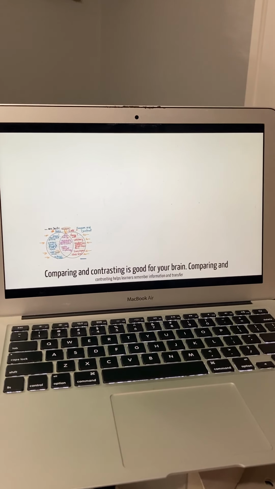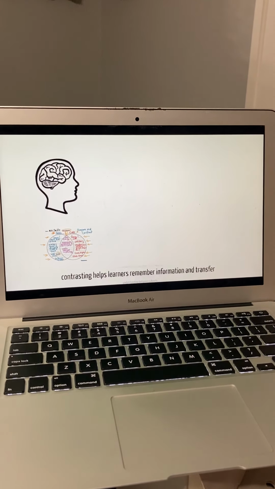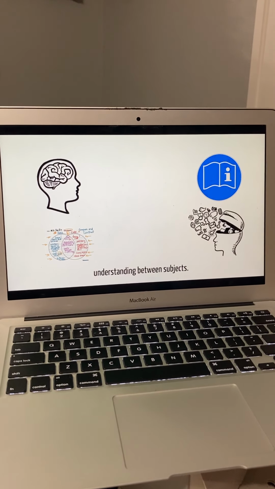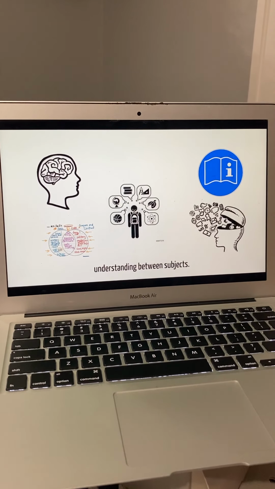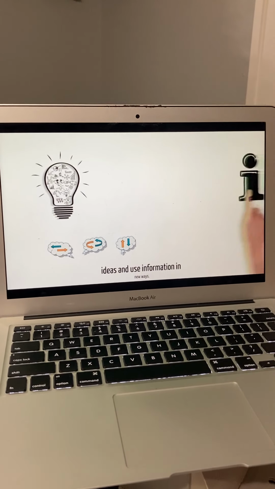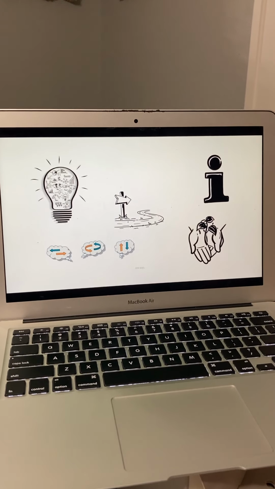Comparing and contrasting is good for your brain. Comparing and contrasting helps learners remember information and transfer understanding between subjects and ideas. This flexible thinking helps us synthesize ideas and use information in new ways.